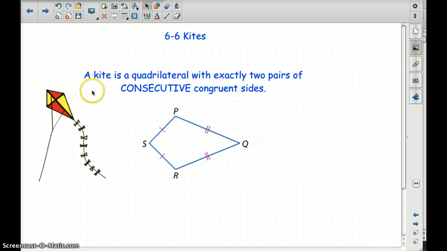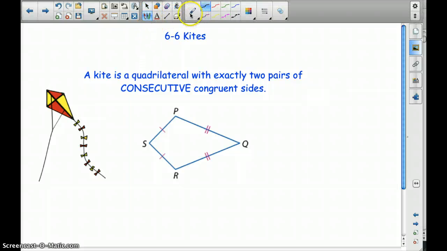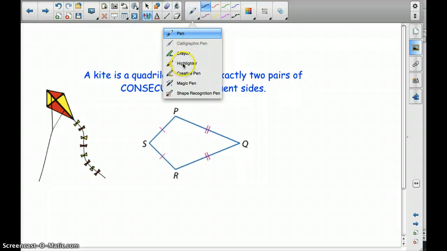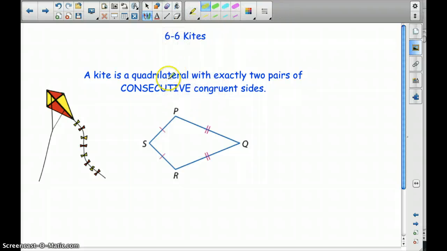So a kite is a quadrilateral with exactly two pairs of consecutive congruent sides. This is different than what we've seen before with trapezoids, rectangles, squares, and rhombi. This has to be consecutive, meaning side by side. So write this definition down in your notebook.